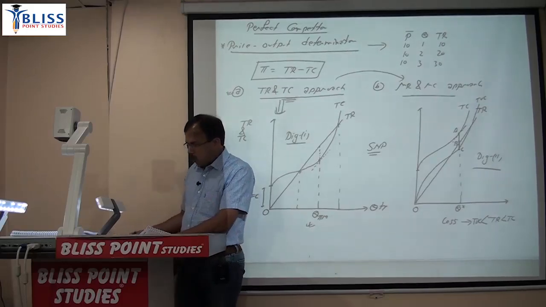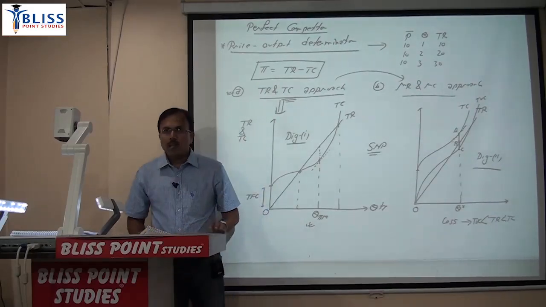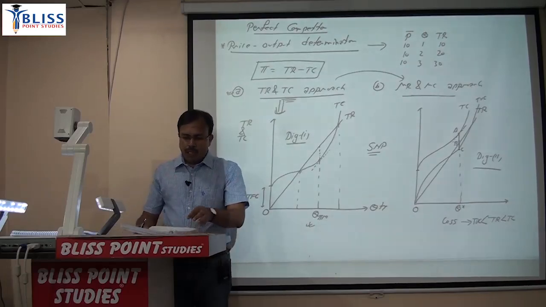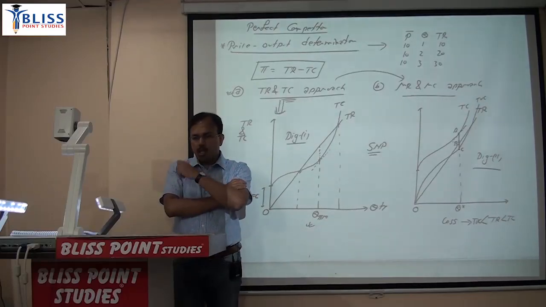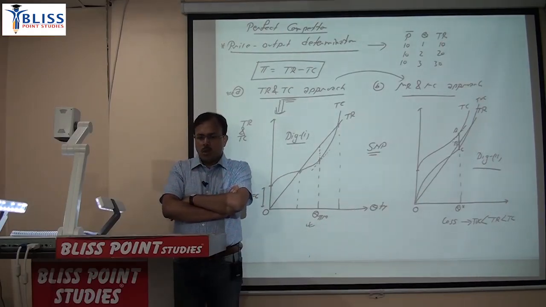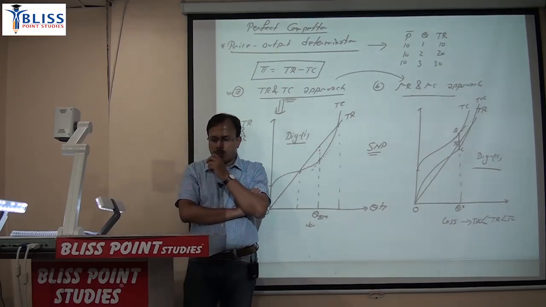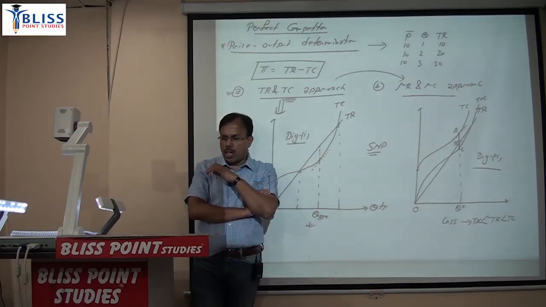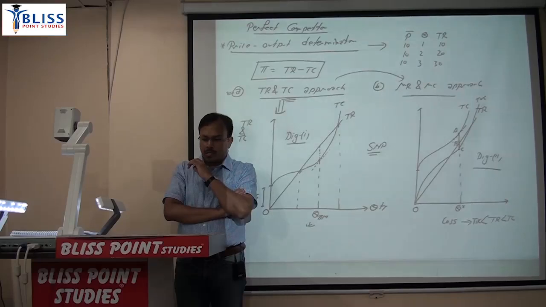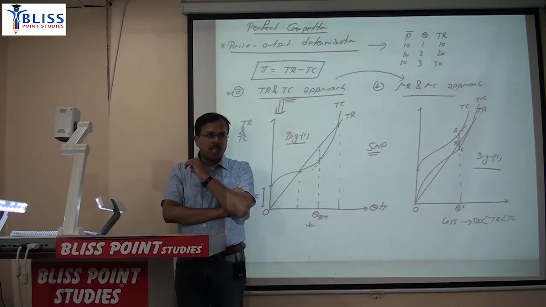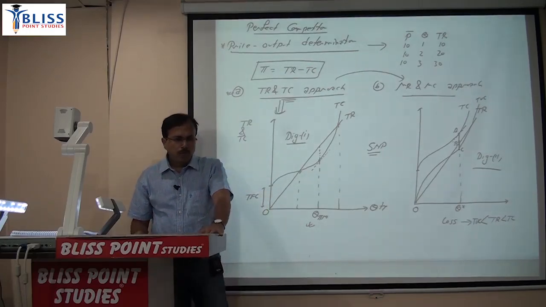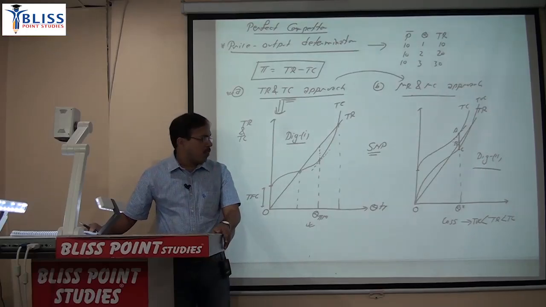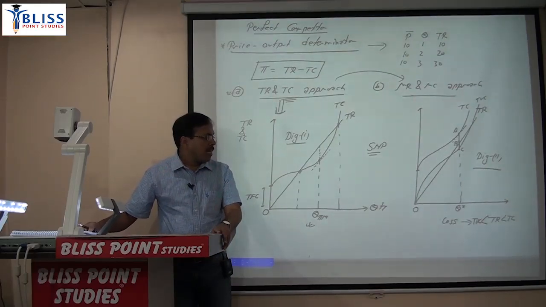Next paragraph में, the total revenue curve is a straight line through the origin, showing that price is constant at all levels of output.